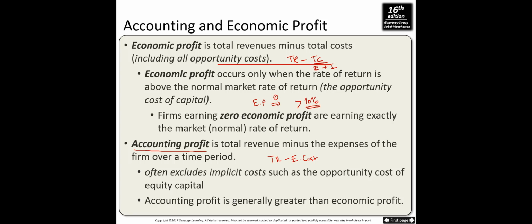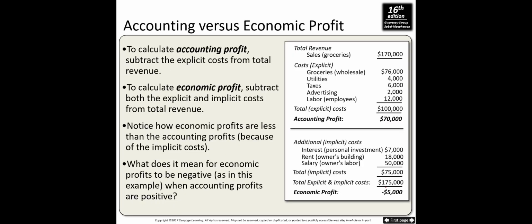So why don't we include implicit cost in accounting profit? Because it's very subjective, right? That's why you just focus on the explicit cost. But because of the definition of accounting profit, most of the time accounting profit is generally greater than economic profit.